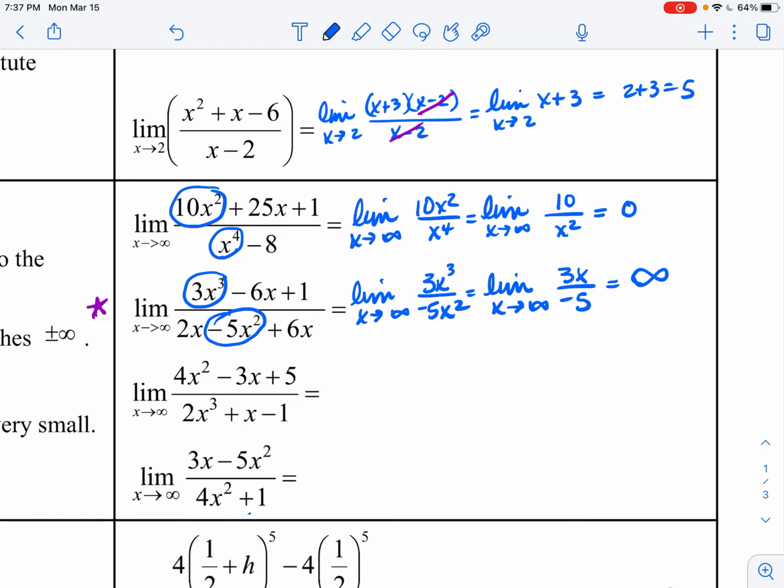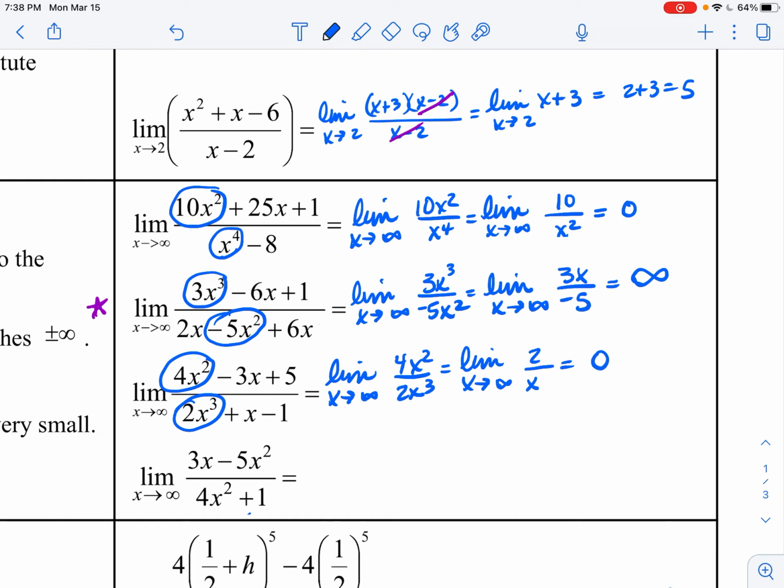In the next example, let's see, we've got leading terms in the numerator and the denominator. So I've got the limit as x approaches infinity of 4x squared over 2x cubed. Let's go ahead and reduce a 2 and an x squared. How about just 2 over x? And again, that's just kind of like that first example. That's going to go to 0.